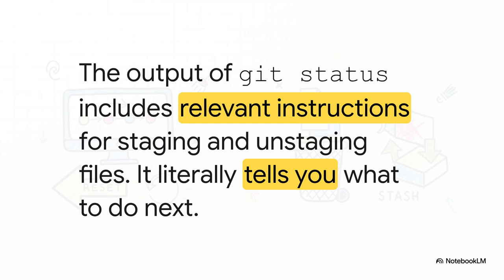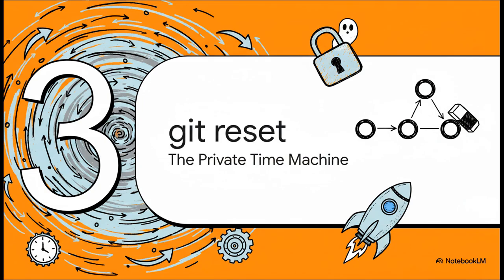Git is your co-pilot whispering the right answers in your ear. Okay, so that's great for stuff you haven't committed yet. But what about the real oops moment, when the mistake is already saved in your history? For that, we need something more powerful. We need a time machine. And that's exactly what git reset is for, especially for mistakes you haven't shared with anyone else yet.